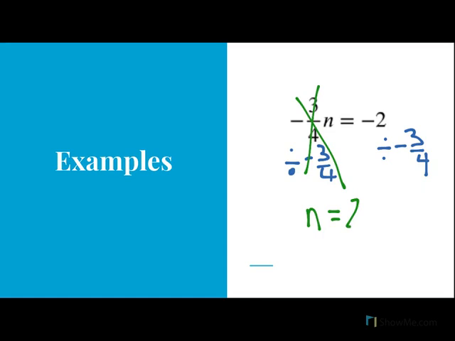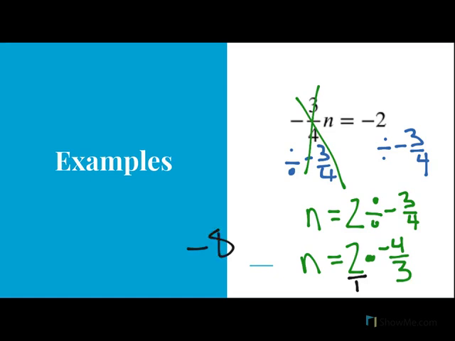And now over here I have 2 divided by negative 3/4. And here's where I'm going to have to use my rules for fractions, right? Instead of dividing by a fraction, we say that we multiply by our reciprocal. 2 I could rewrite as 2 over 1. So now if I multiply my tops together, I would get negative 8. My bottom numbers together, I would get 3. So my answer would be n equals negative 8/3.